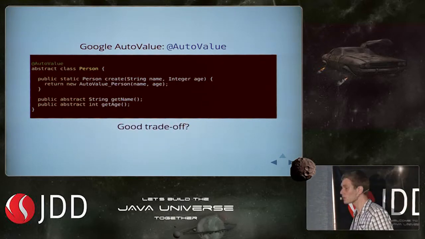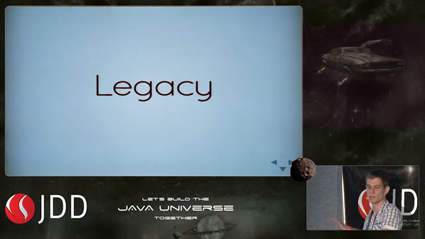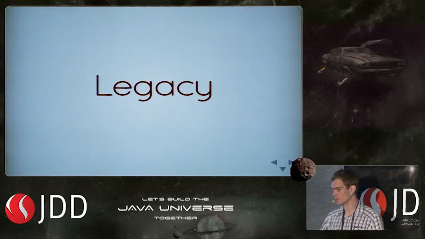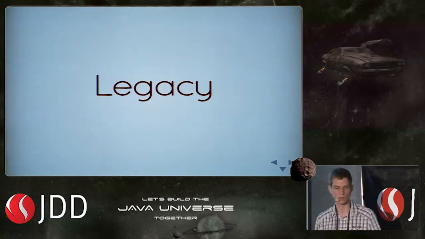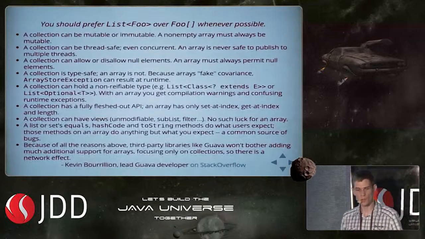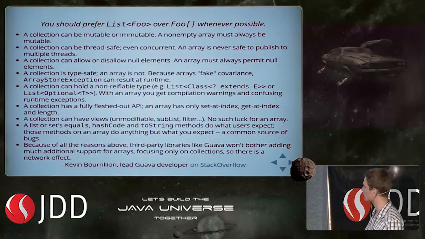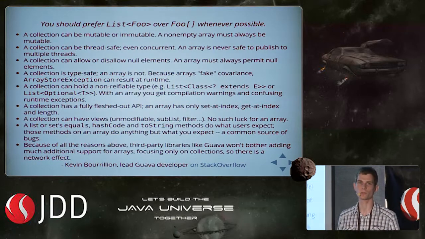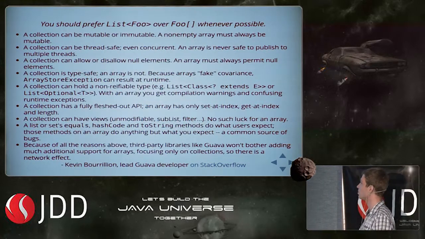Yeah. So another point was backwards compatibility and legacy in Java. It's also a problem. It allows you to choose, for example, whether to use an object array or, for example, a list. Why should you use a list or an array? These are points from Stack Overflow written by Kevin Bourrillion, who is a lead developer of Guava. He basically says that you shouldn't use arrays nowadays. It's actually worse for these reasons. I won't read them, but you can check them.